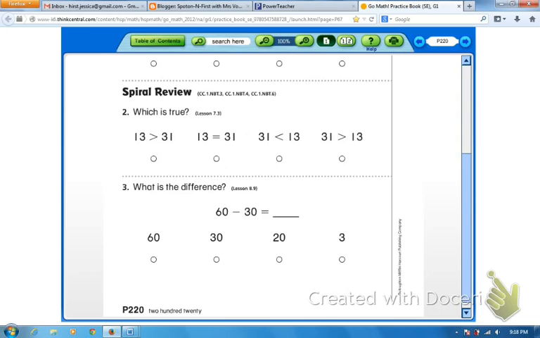And number 3, what is the difference? The word difference is our answer for subtraction. It's the difference from the whole take away our part. And so 60 take away 30 would be 30.